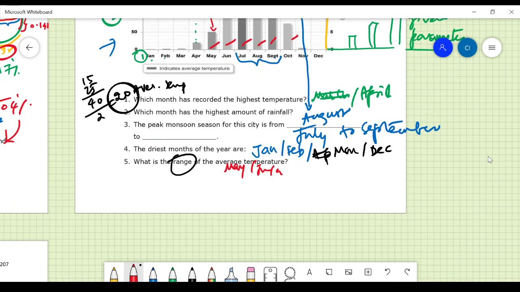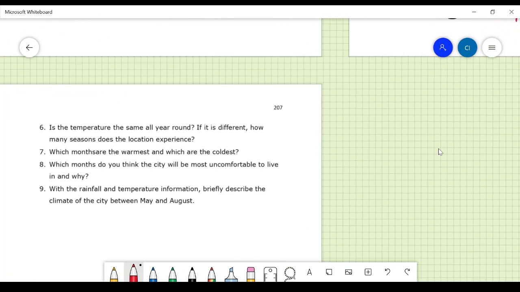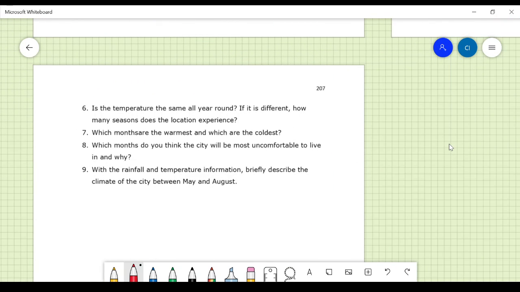Then you have to write in the description section about what is happening to the temperature. Is the temperature the same all around? If it is different, how many seasons does the location experience? The answer is no. It's not the same all around. It is different.